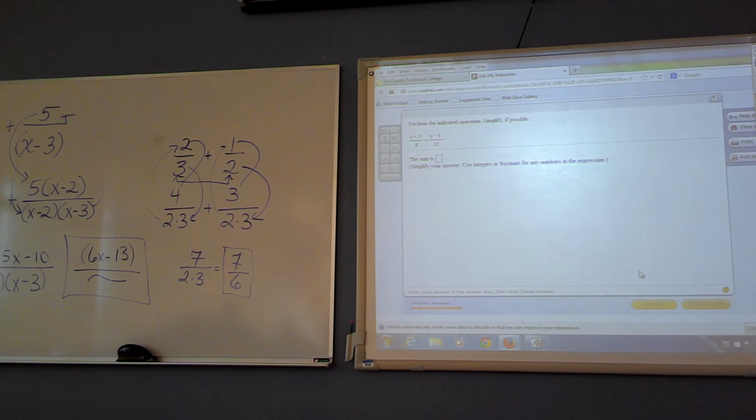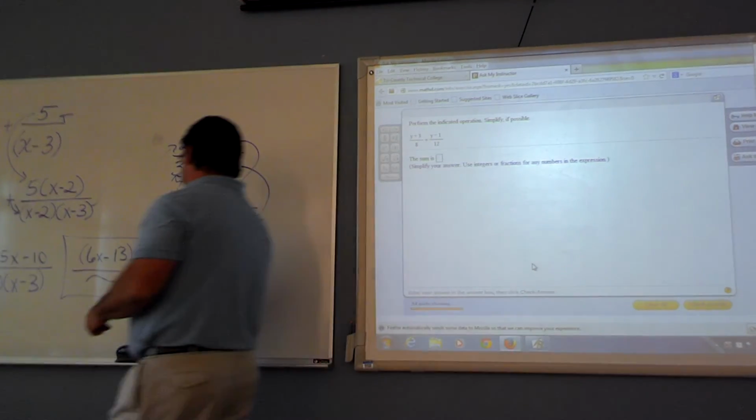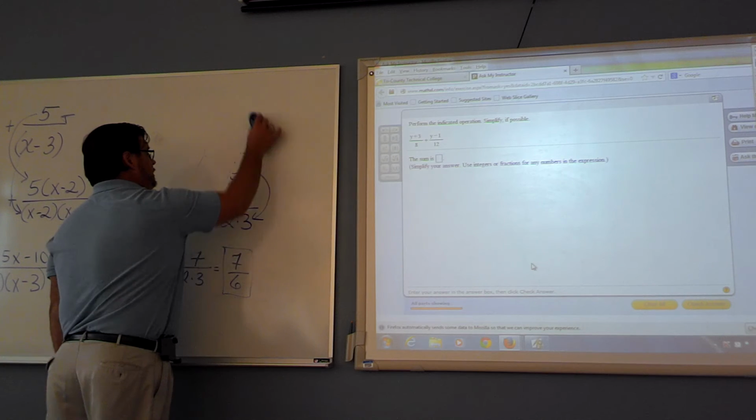It's a plus, but it ain't gonna be that easy. 6.4, 13/3. Go ahead and work that one: y plus 3 over 8 plus y minus 1 over 12. You can use your little chart that I showed you to find your common denominator. Don't multiply 8 times 12 together, because you're just gonna make extra work for yourself. Do your handy dandy chart that I showed you the other day. And if you weren't here, I'm sorry.